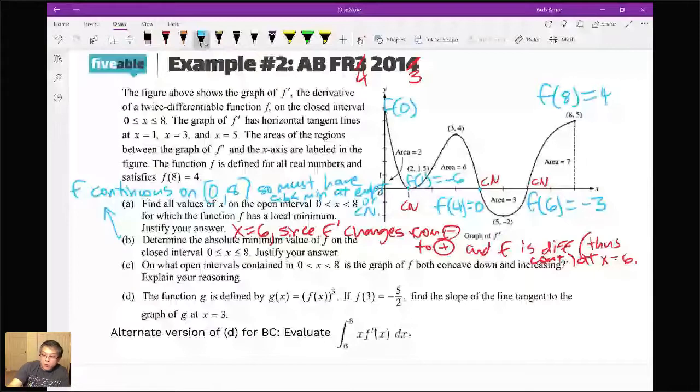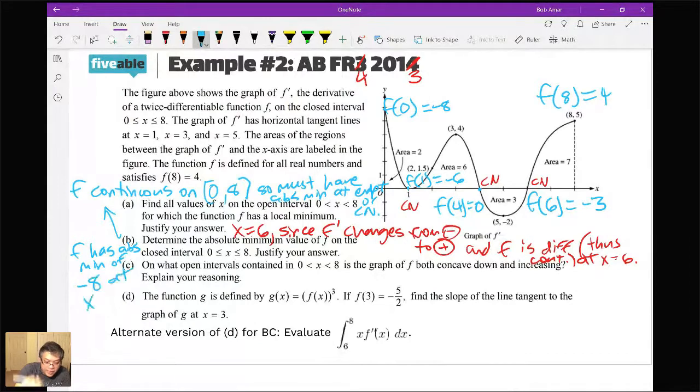I could make a table of all of these, but since I've evaluated the function at all the critical numbers, I know that the absolute minimum value is achieved. The absolute minimum is the y value. So it has an absolute minimum value of -8 at the endpoint.